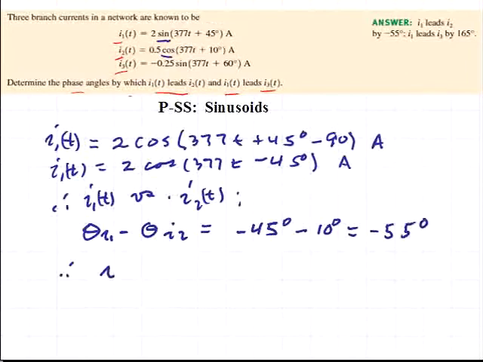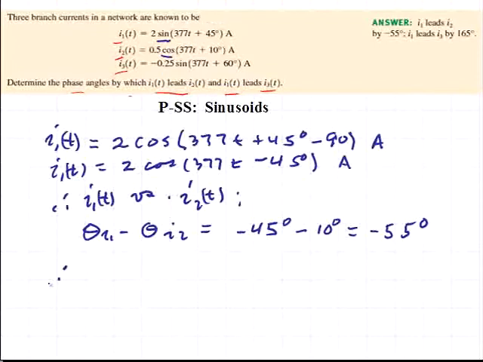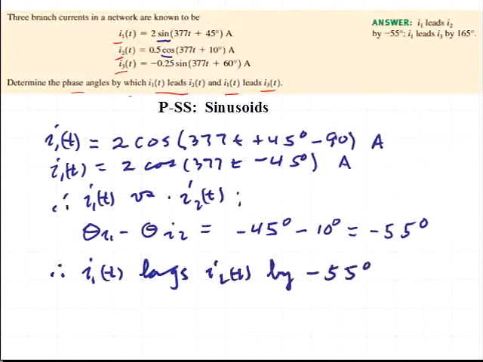So therefore we can say that I1 of t lags I2 of t by 55 degrees, a minus 55 degrees representing a lag.